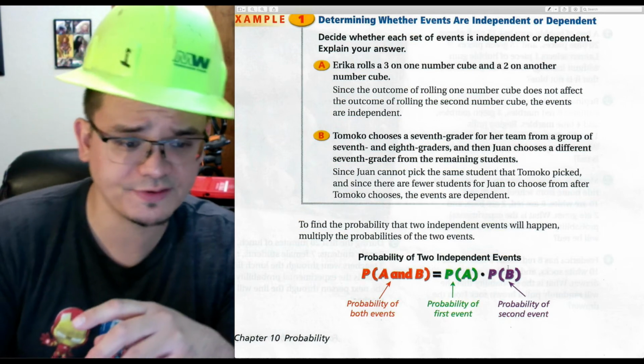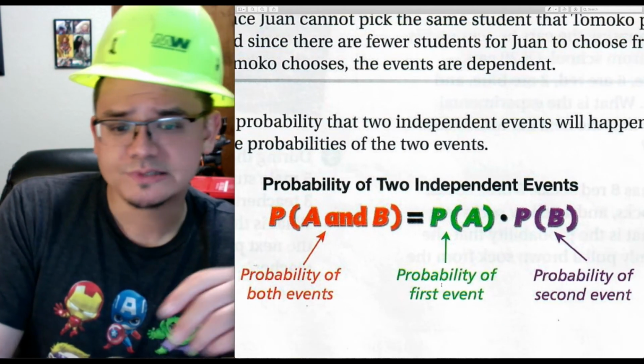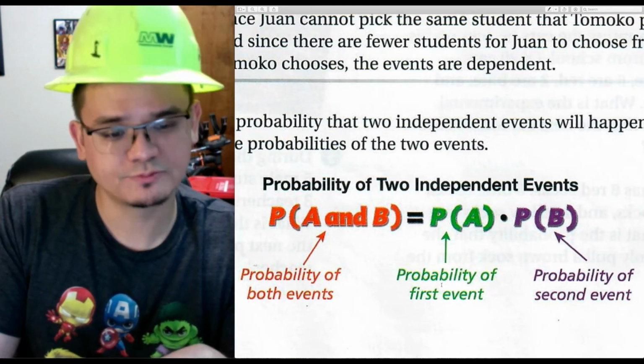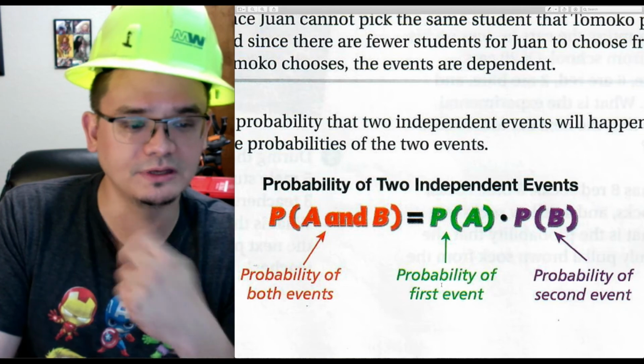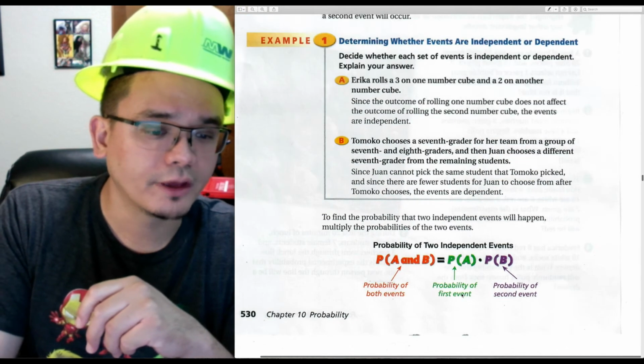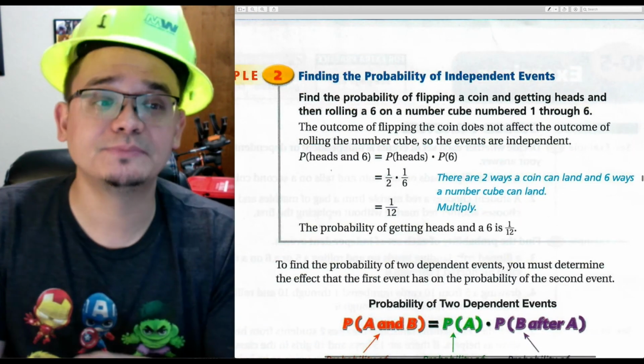So they do this fancy pants math way of doing it. Probability of two independent events. P(A and B), the probability of both events, equals P(A), the probability of the first event, times P(B), the probability of the second event. Or a delicious sandwich.